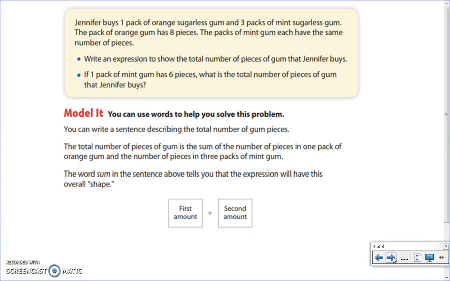We could also model it this way. It says you can write a sentence describing the total number of gum pieces, and the total number of pieces of gum is the sum of the number of pieces in 1 pack of orange gum and the sum of the number of pieces in 3 packs of mint gum.